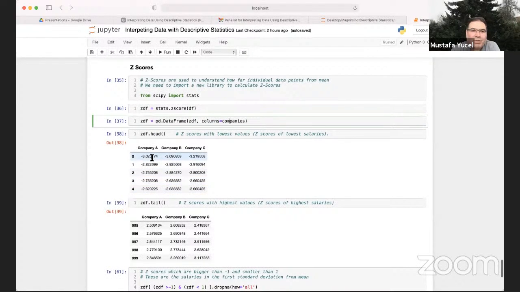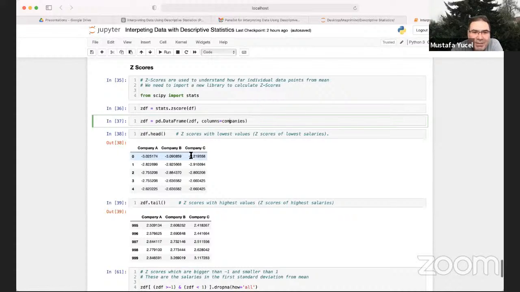But instead of their salaries, now we put the z-scores of those salaries. When we look at the head of the new data frame, these are the individuals with the lowest z-scores. That means lowest salaries. As you remember, this individual's salary was 9K, but the average salary was about 150K. So when you look at its z-score, it's less than minus 3.2. When I say less than, I mean minus 3.2 is less than minus 3.